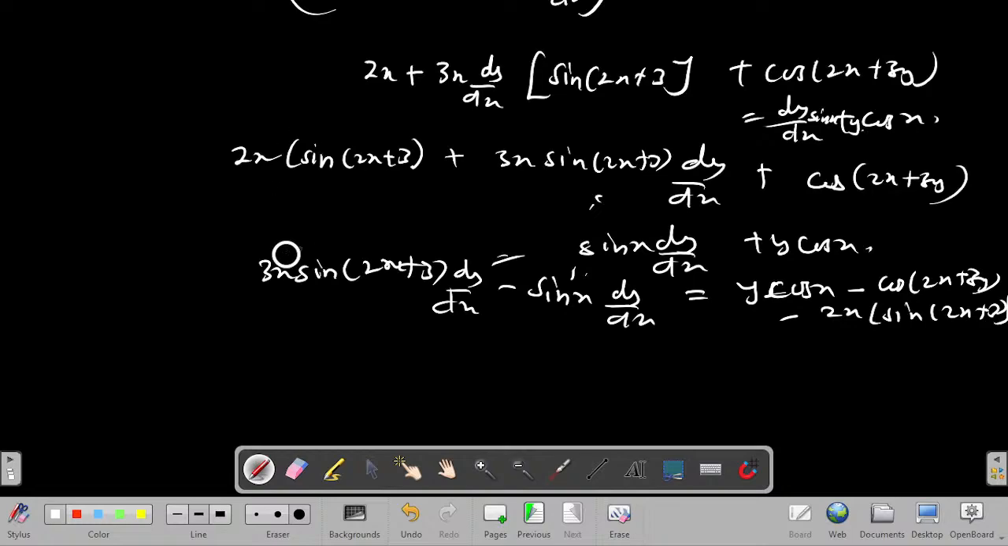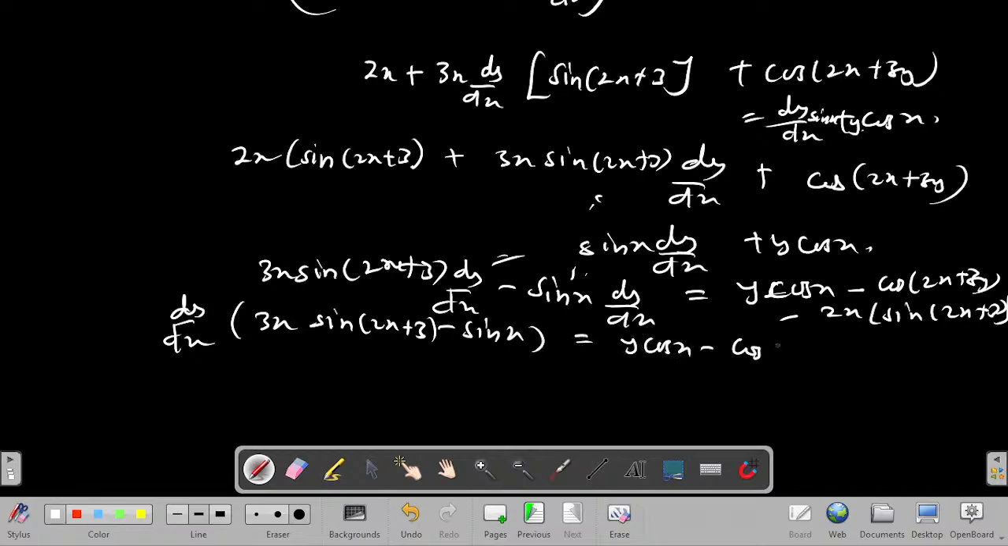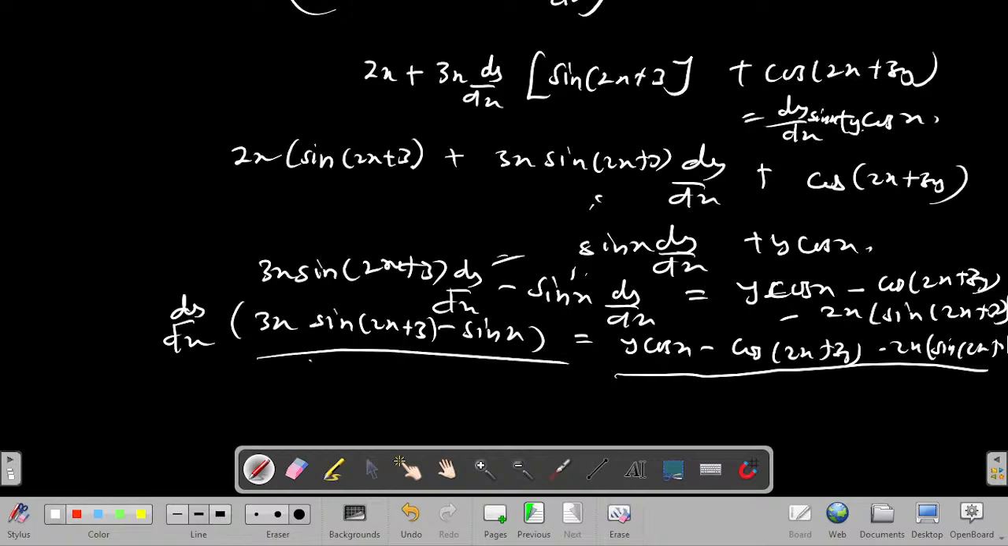Take dy the subject, so dy over dx, open bracket 3x sine of 2x plus 3y minus sine x, equal to y cosine of 2x plus 3y minus 2x sine of 2x plus 3y, divide all of 3x sine of 2x plus 3y minus sine x. That is all.